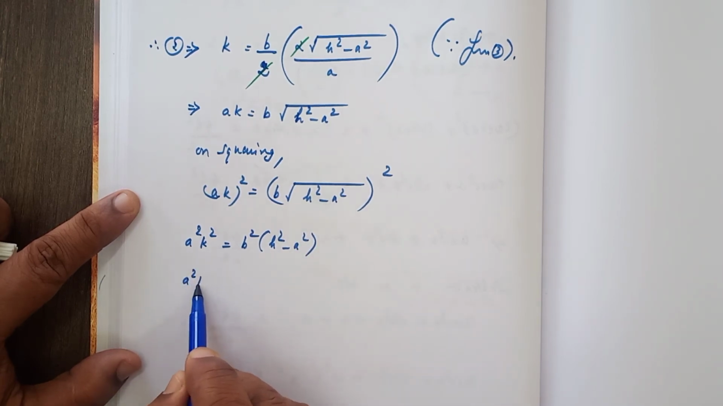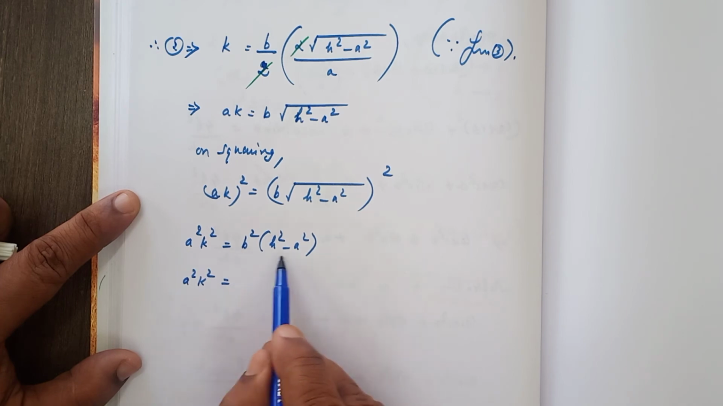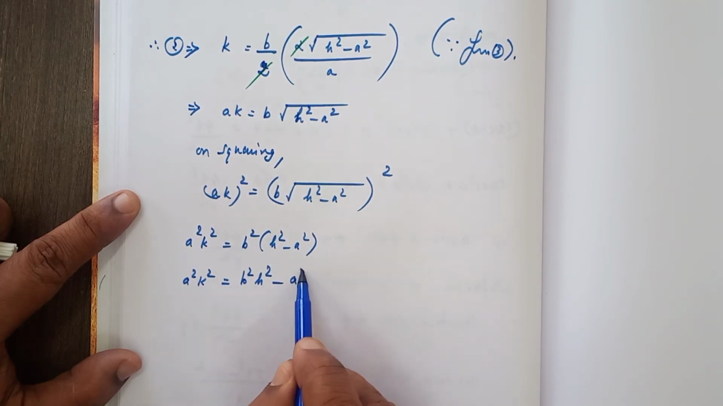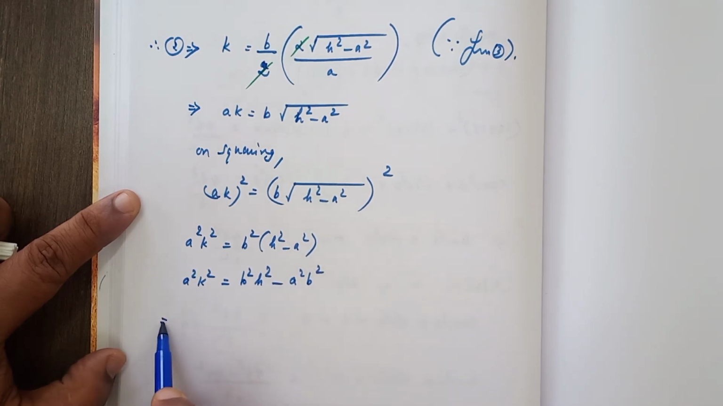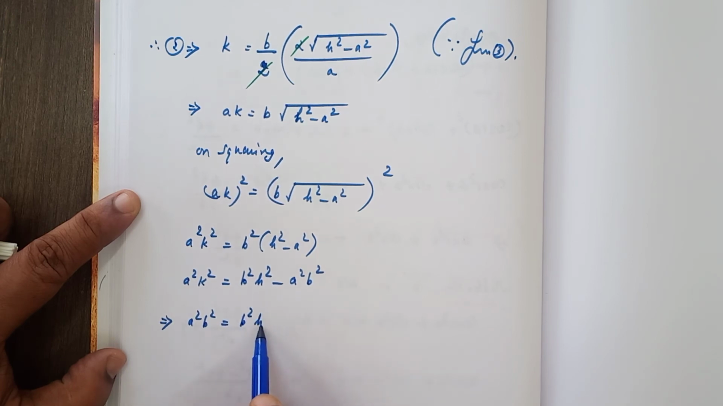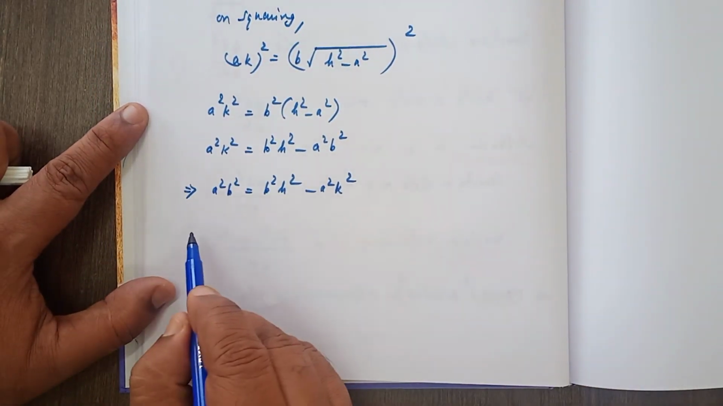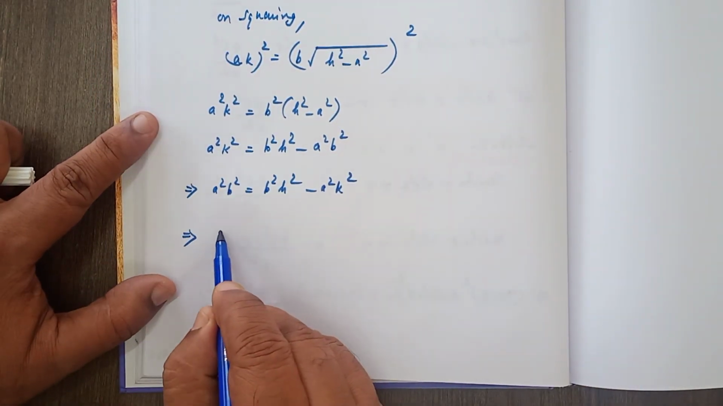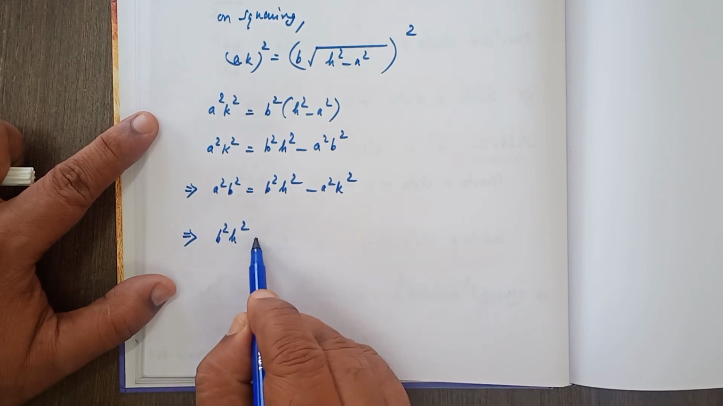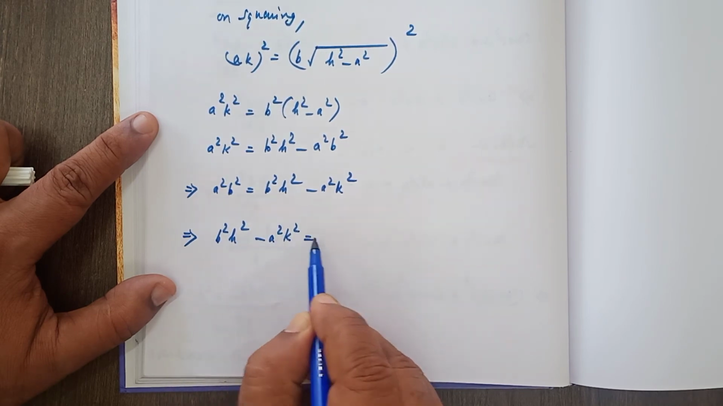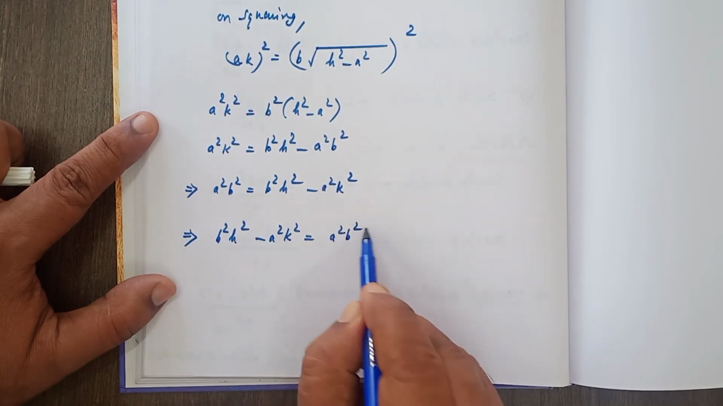Now a square k square write as it is, b square into h square minus a square into b square. This minus a square b square comes to the left hand side, you will be getting a square b square. Write this b square h square as it is, it comes to the right hand side minus a square k square. Now we can interchange LHS and RHS. See, b square into h square minus a square into k square, that is equal to a square b square.